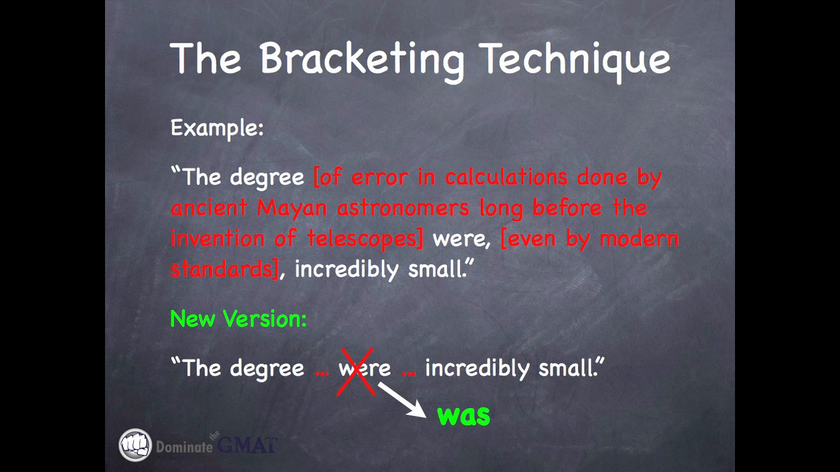Why? Because the subject is the degree. The degree is singular, so we need a singular verb. And when we see it in black and white, or white in this case, it's obvious. It needs to be the degree was incredibly small. And yet the GMAT tried to distract us. To avoid that, or to wade through that, what do we do? We use this bracketing technique.